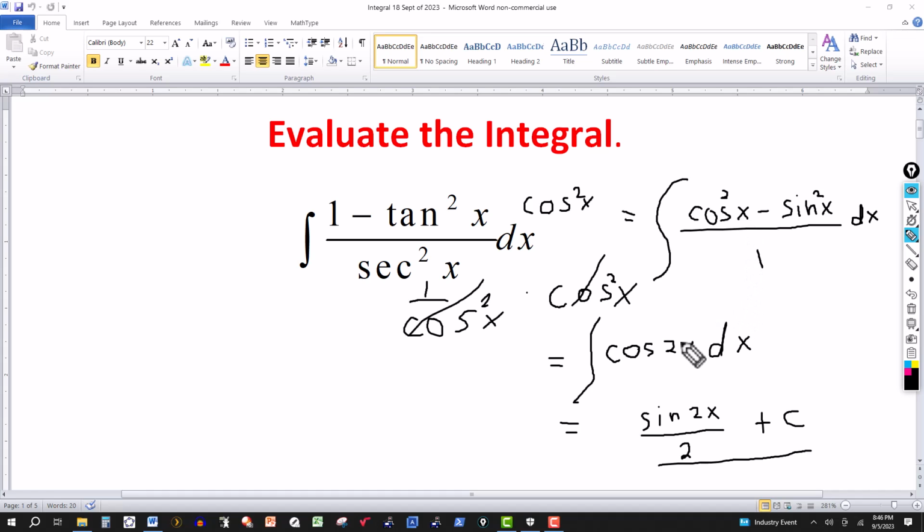Now we could have used some other identities here and gotten something different for this. But there are 2 other representations for cosine of 2x. In this case, the one we'll use is this one. We know there's an identity that cosine of 2x is cosine squared of x minus sine squared of x.